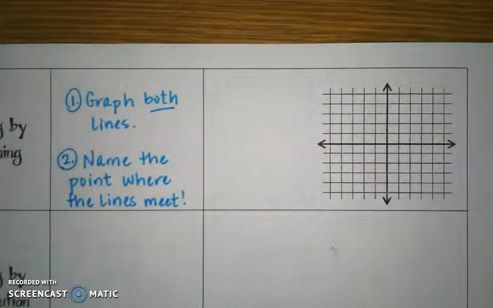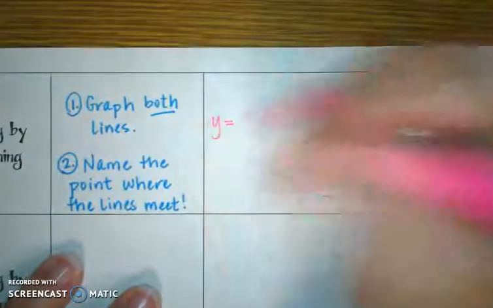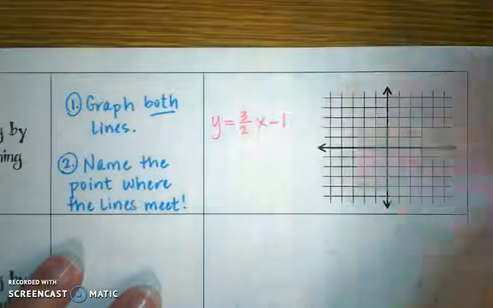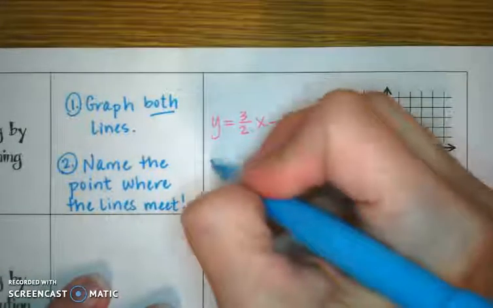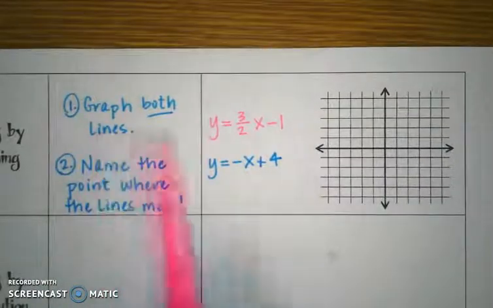All right, so I'm going to give you an example, and I'm going to use 2 different colors just so that you can see which problem I'm doing each time. So let's say that our first equation is y equals 3/2 x minus 1. And let's do y equals negative x plus 4.